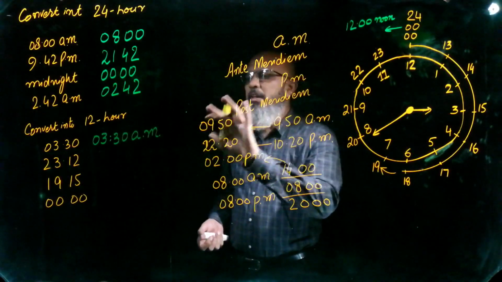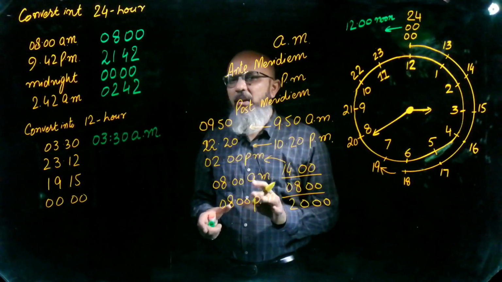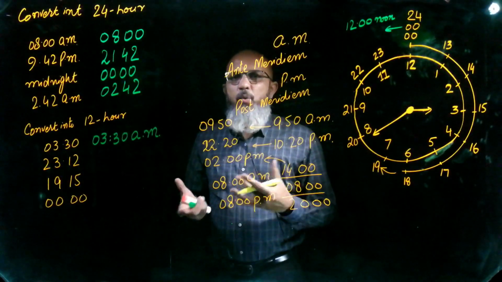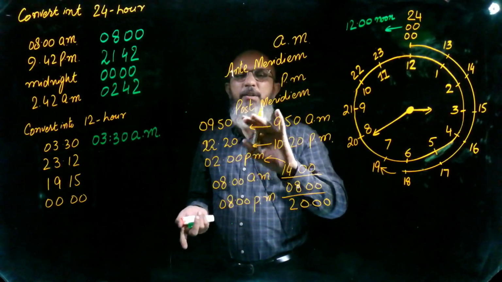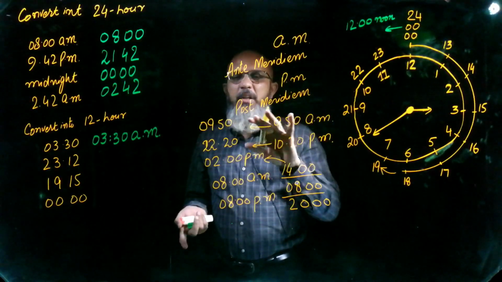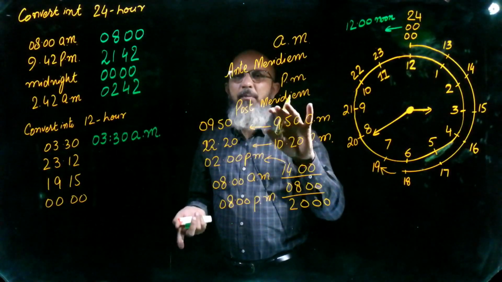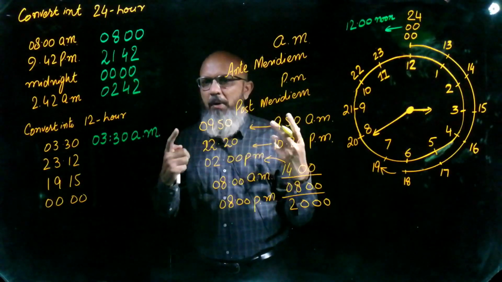And what is AM? That is ante-meridiem. That is a Latin word. Keep this in your mind, right? If anyone asks you a question, why there is AM and PM, you must know that is ante-meridiem and that is post-meridiem. Ante-meridiem means before midday and post-meridiem means after midday. These things you must keep in your mind.